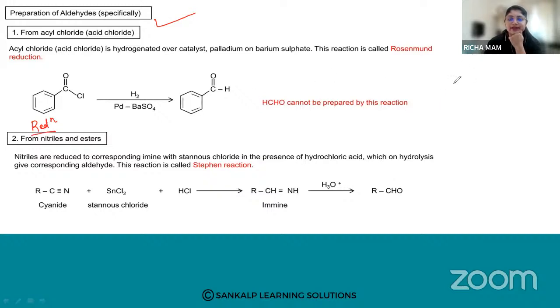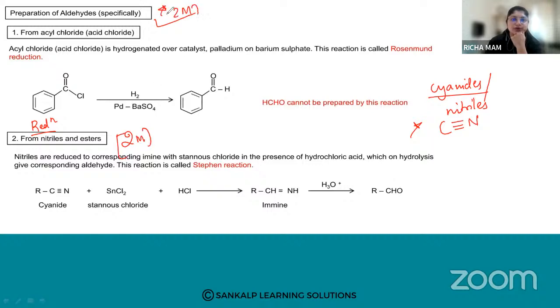What do you mean by nitriles? Nitriles are nothing but cyanides. Nitriles, cyanides. So nitriles are what? C triple bond N, right? So these are the nitriles. We are doing reduction, so we are going to add a mole of hydrogen molecule across this triple bond. Mark this as important for 2 marks. This was also important for 2 marks.